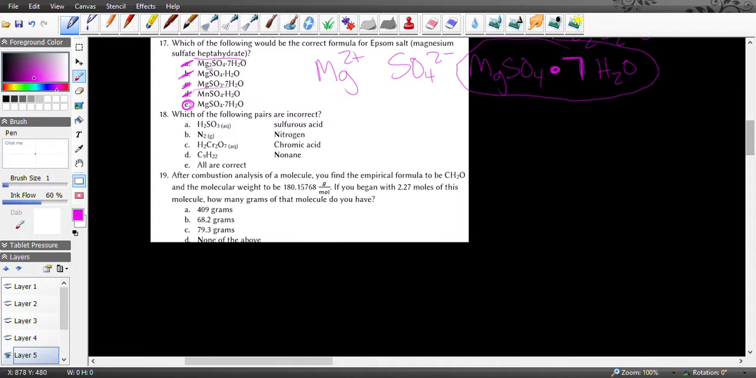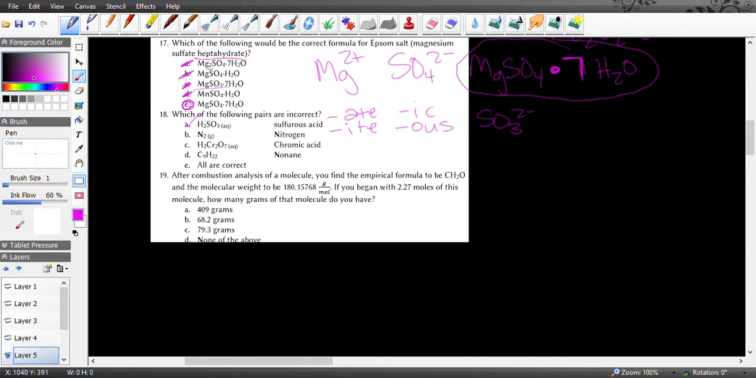Alright. Next one. Which of the following pairs are correct? Sulfurous acid. I ate it. It was ick. But it was just right for us, right? Sulfurous. And so that would be SO3 2 minus, and that's the sulfite ion. So yes, sulfurous acid. Correct.